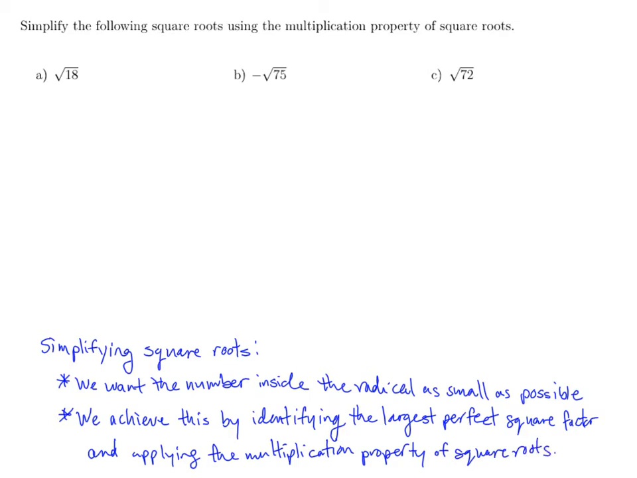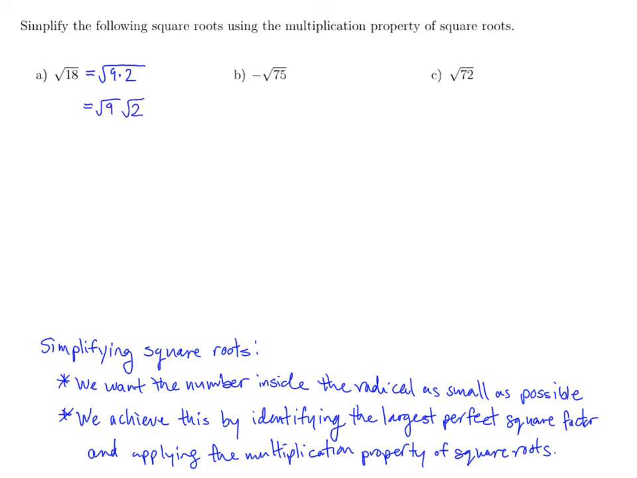Okay, so let's take the square root of 18. To simplify this, we want to write it as a number with a simpler number inside that radical if possible. If we think of the factors of 18, we have 1 and 18, we have 2 and 9. And 9 is the largest perfect square factor of 18. So we're going to use that to write this as the square root of 9 times 2. And now we'll apply that multiplication property for square roots, which says that we can turn this into the square root of 9 times the square root of 2.